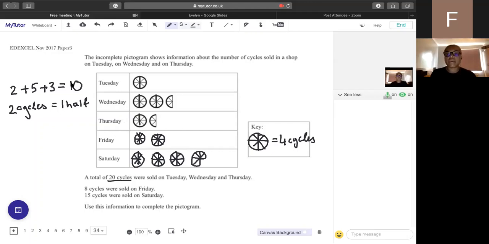And then from there, I just made sure that you had a whole circle. So when you had a half and a half together, so you have 2 cycles plus 2 cycles, you get 4 cycles for the circle. And hopefully that clears it up for you.